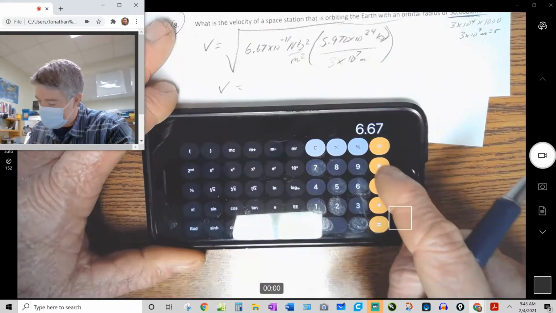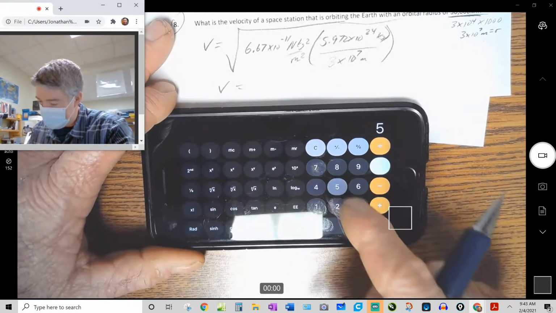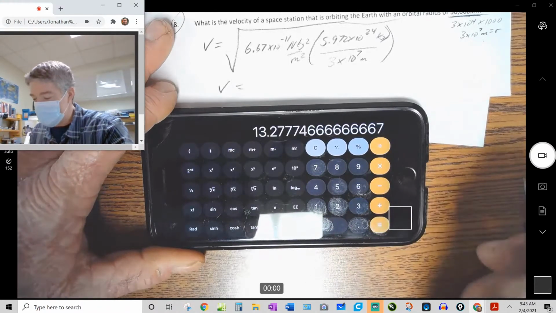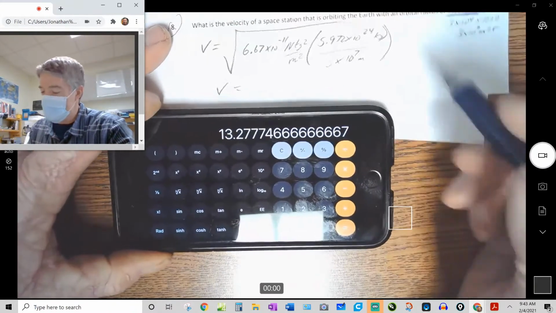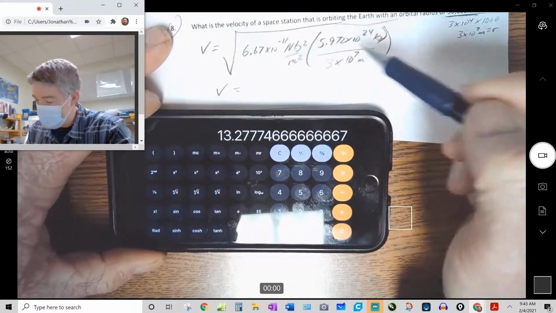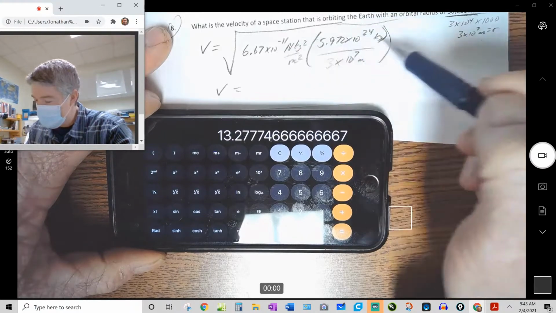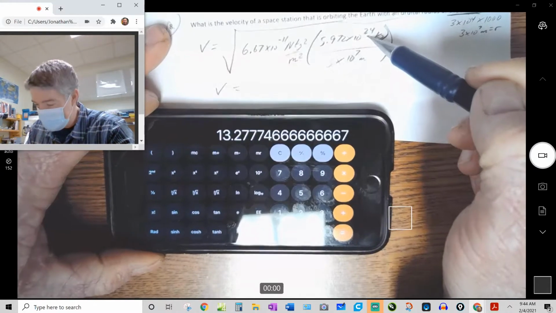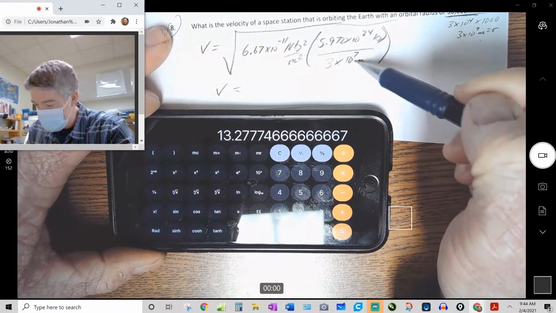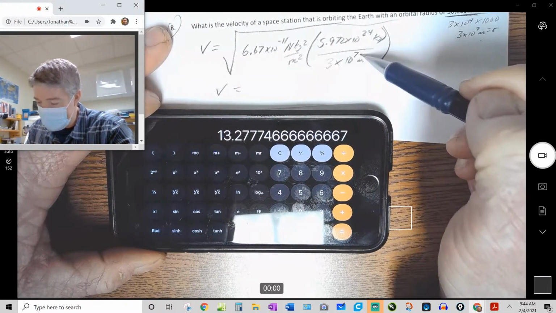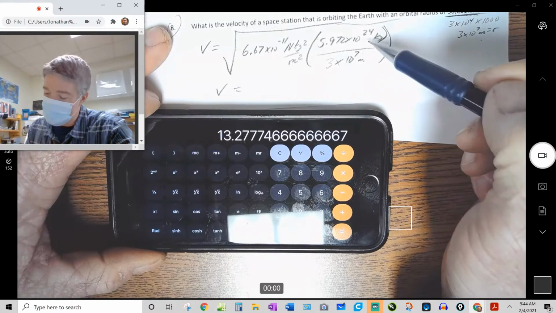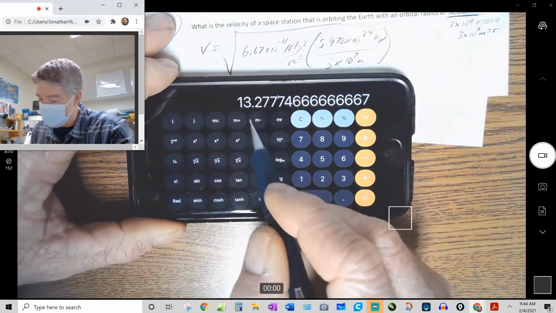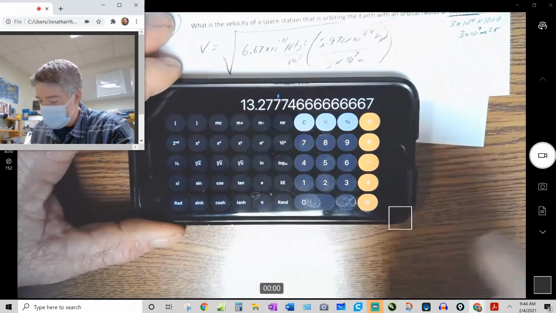6.67, because that's the way I like to do it, times 5.972 divided by 3 equals. Alright, so I've got that, but that's multiplied by 10 to the negative 11th times 10 to the 24th. If I multiply those together, I just add the exponents. 24 plus negative 11 is 13. And then to divide by 10 to the 7th, I subtract 7 more from the exponent. So 13 minus 7 is 6. So this is 13.2 times 10 to the 6th.